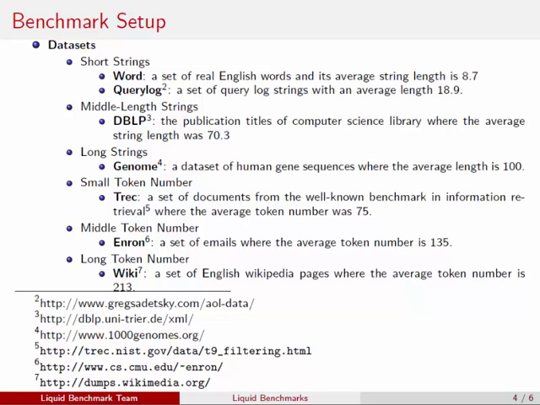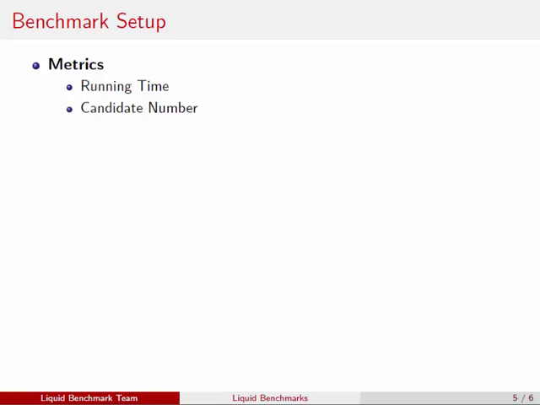Benchmark setup. In order to run an experiment with string similarity joins, we need a couple of datasets. There are three types of datasets for strings: short strings, middle length strings, and long strings. And for tokens, there are small token number, middle token number, and large token number. There will be two metrics in order to compare our experiments. One is the running time and the other is the candidate number.